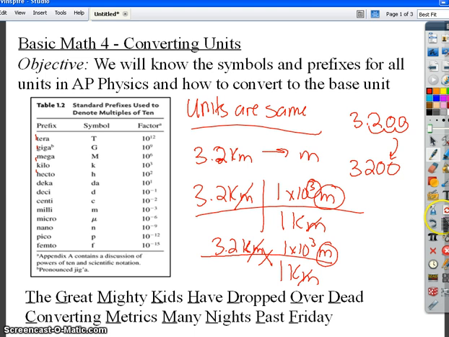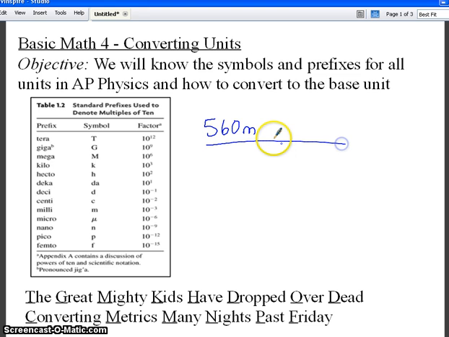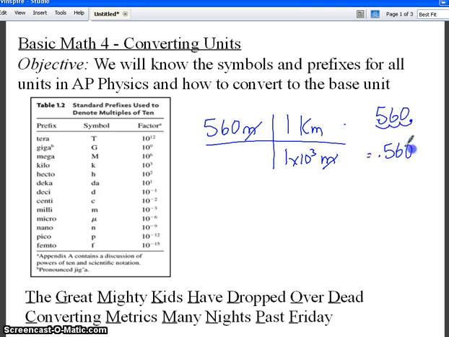So let's go backwards now. I have 560 meters. How many kilometers? Well, 1 times 10 to the third meters is 1 kilometer. So therefore I'm canceling out meters. Because I'm dividing, it's opposite. So I'm going 3 to the left. So 560 is 1, 2, 3, equals 0.560 kilometers.